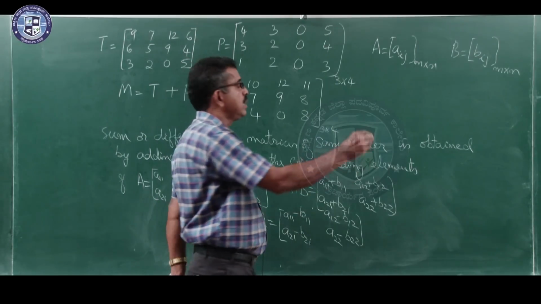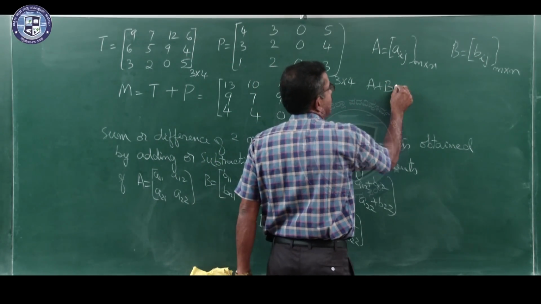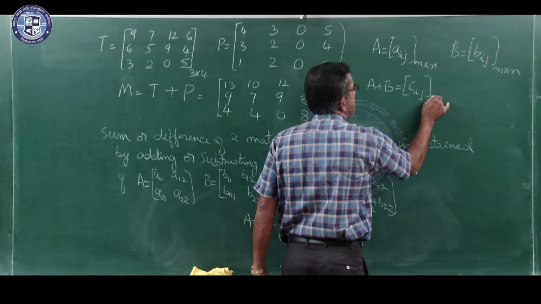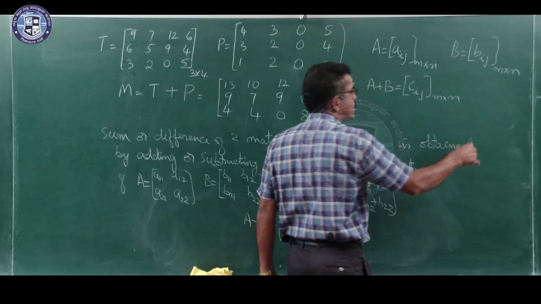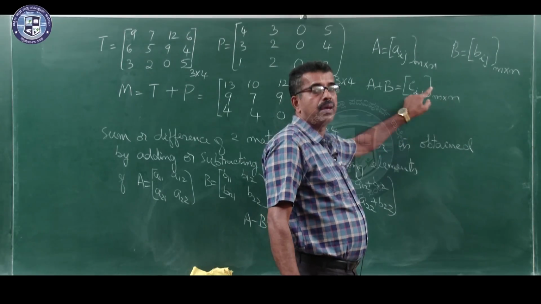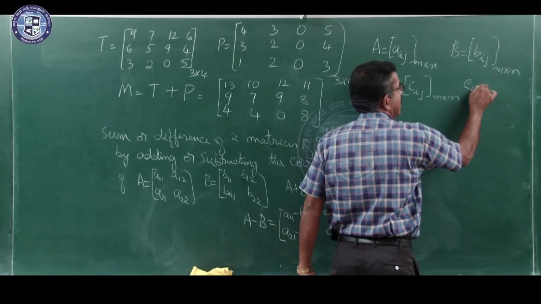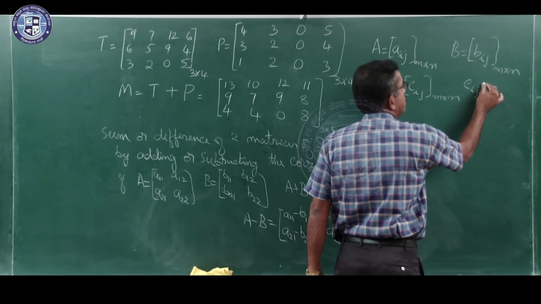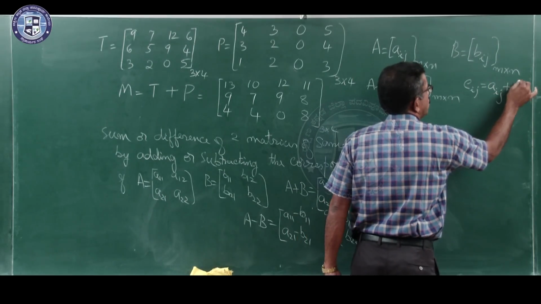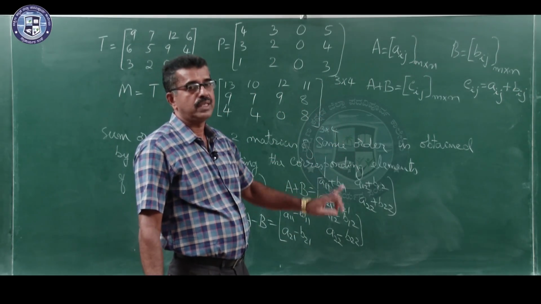Then what do you observe here? We have A plus B. Suppose you write A plus B, it can be written as Cij, a matrix of the same order. The resultant matrix will also retain the same order. What would be the Cij? Here Cij is an element in the ith row and jth column. It is obtained by adding corresponding elements, meaning Aij needs to be added with Bij. Have you understood? That is one case.